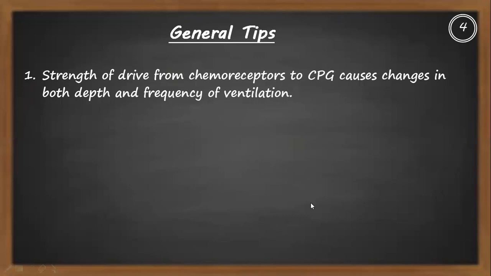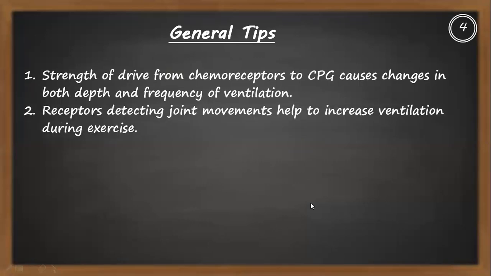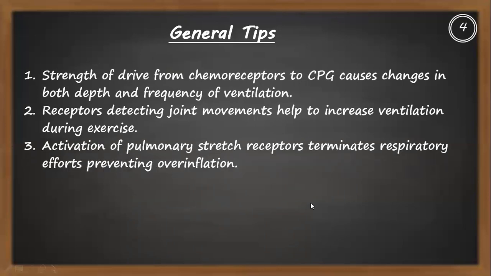Now, the receptors which detect joint movements, specifically located in the muscle spindles or the joint capsules, help to increase ventilation in cases of exercise. So whenever a person exercises, there's an increase in respiratory rate, and that is due to the receptors detecting the joint movement that send impulses to the CPG.